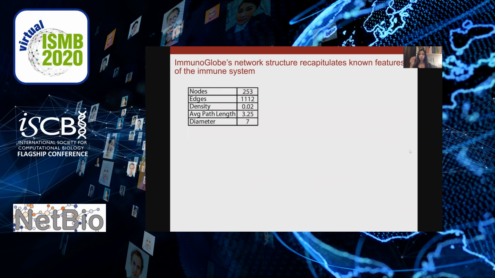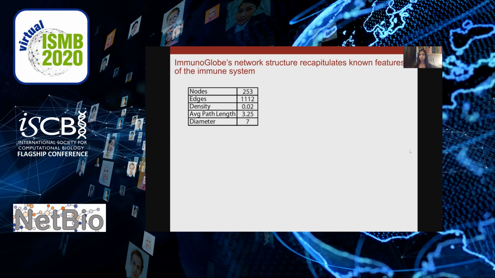So looking at the network structure, we showed that it recapitulates known features of the immune system, just as a sense check to make sure that it reflects what we know about how the immune system works. So 253 nodes, 1,112 unique edges among them. Despite this large size, the density of the network is only 0.02, which is pretty low. That makes sense because the immune components do need to be specific.